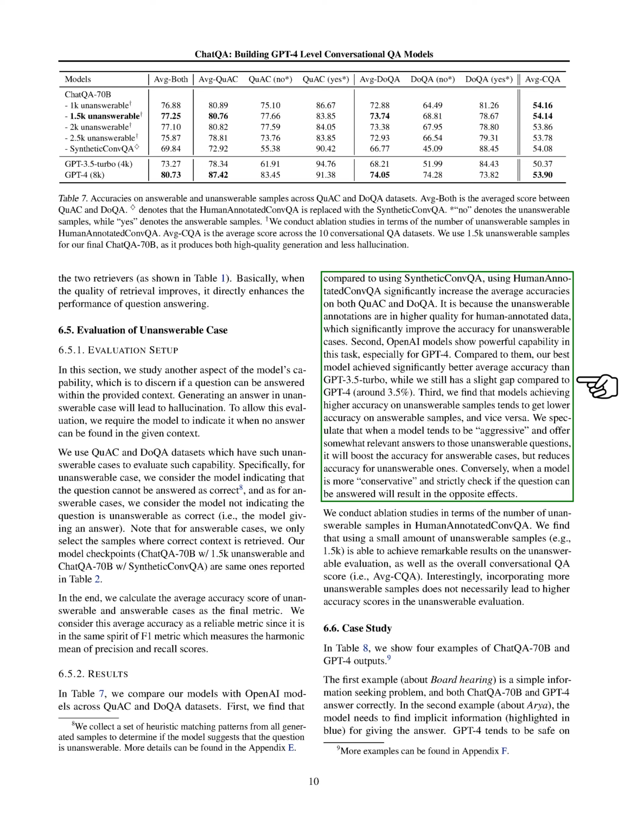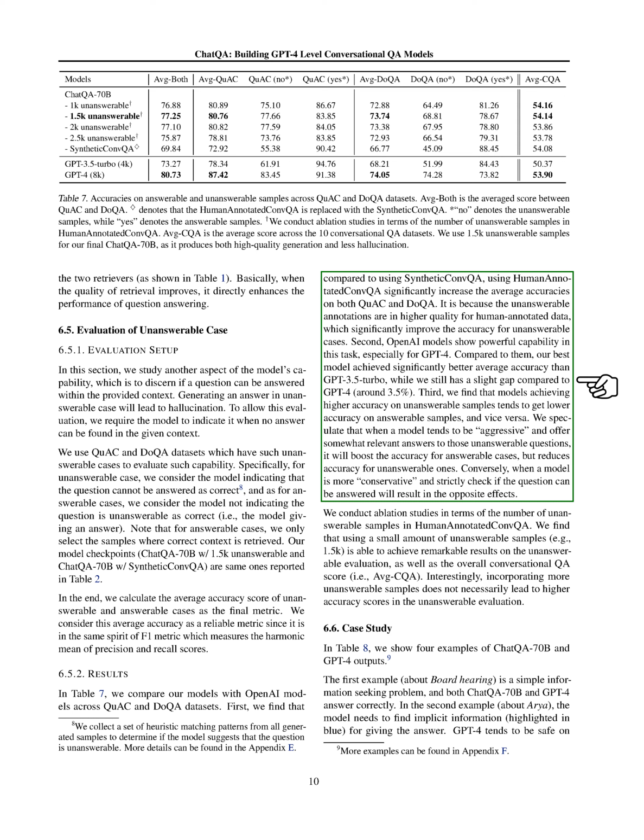When we compared our models with OpenAI models, we found that using human-annotated Conv-QA significantly increased the average accuracies on both QAC and DOQA. This is because the annotations for unanswerable cases are of higher quality in human-annotated data. We also found that our best model performed significantly better than GPT-3.5 Turbo, but was slightly behind GPT-4.